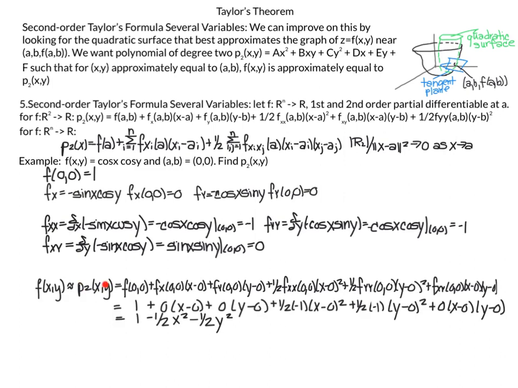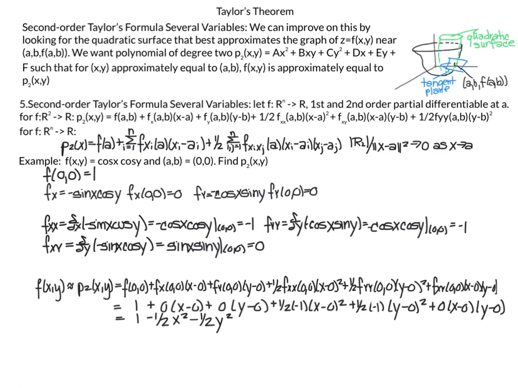Finally, we plug into our formula for P2, which is f(a), which is f(0, 0), and then our first order partial derivatives. So that would be f_x evaluated at (0, 0), times (x minus 0), plus f_y evaluated at (0, 0), times (y minus 0), and now all our second order partial derivatives.